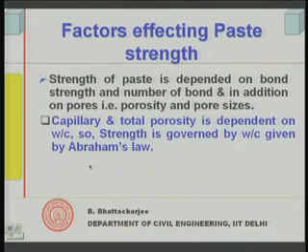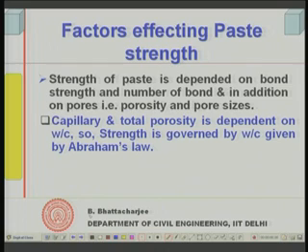Now, when we were discussing hydration of cement paste, we mentioned that there are capillary porosity and then total porosity. We got an expression for capillary porosity and total porosity. And from those expressions, if you remember, we have seen that these are functions of water cement ratio. Higher is the water cement ratio, higher will be the capillary porosity and overall porosity as well.